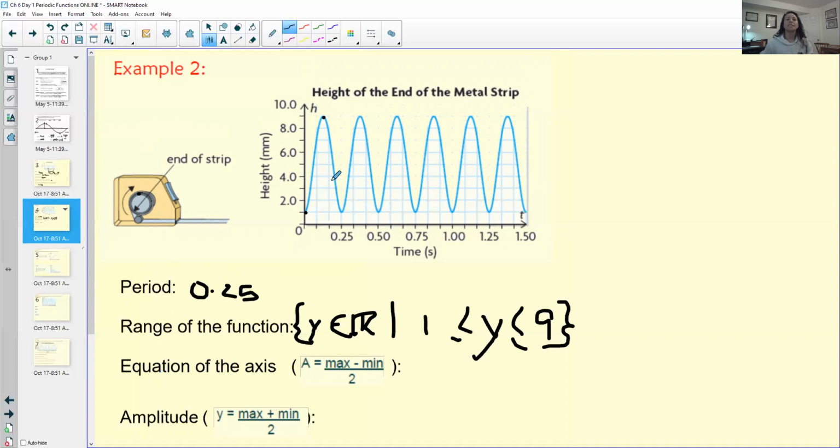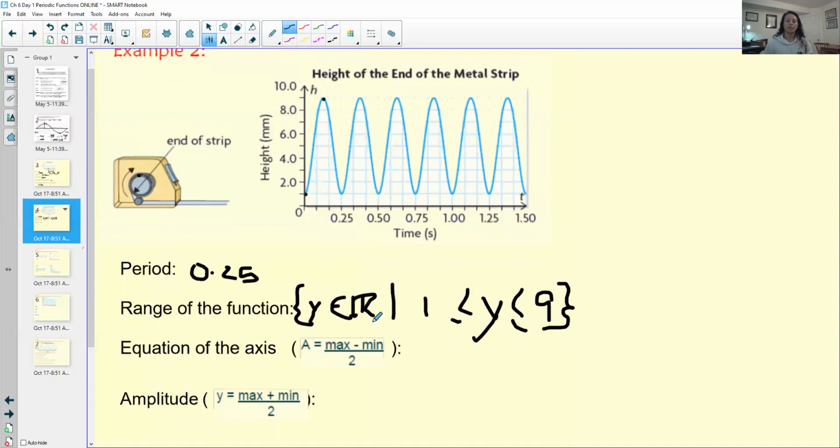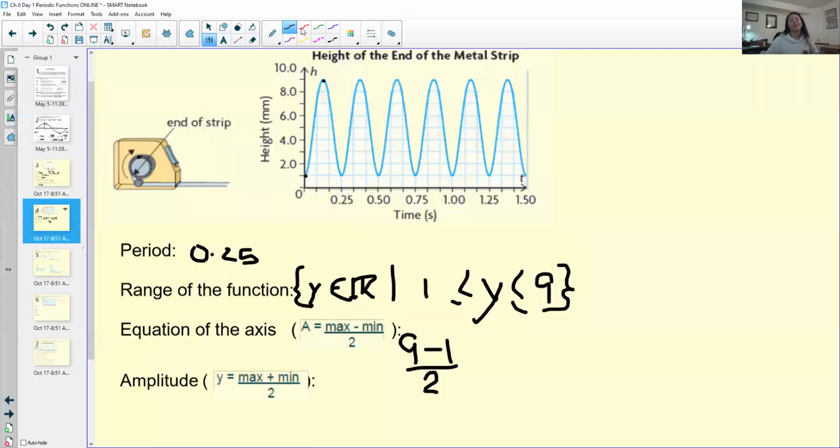The equation of the axis, remember, that's the middle number right across here. So using our formula, and then we'll look at it on the graph, the maximum is 9. I'm going to subtract my minimum, and I'm going to divide by 2. Okay, it helps when I put the right formulas in. Sorry, this should be a plus, and this should be the minus. There we go. So the equation of the axis, the maximum plus the minimum would be 10. 10 divided by 2 is 5.